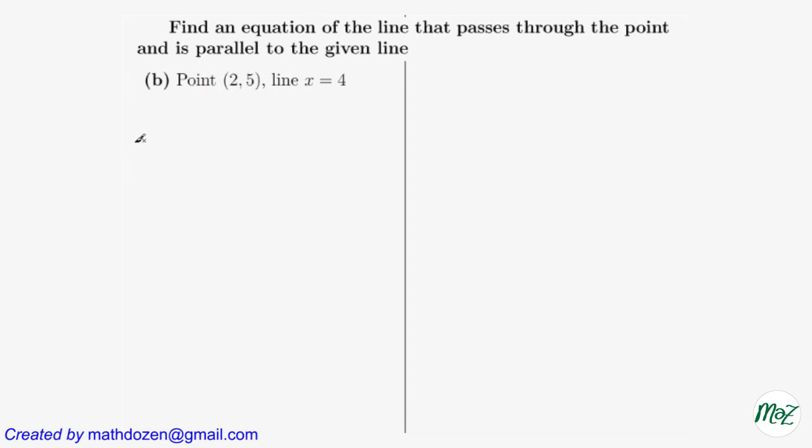Now, in part B, we're given a somewhat different question, and we have the point (2, 5), and the line is x equals 4. What is unusual about this problem is that, if you remember in part A, we solved the equation for y and got the slope, and we used the fact that parallel lines have the same slopes. Here we cannot solve this equation for y because there is no y in it. And that's a strong indication that, since there is no y, this is the equation of a vertical line.